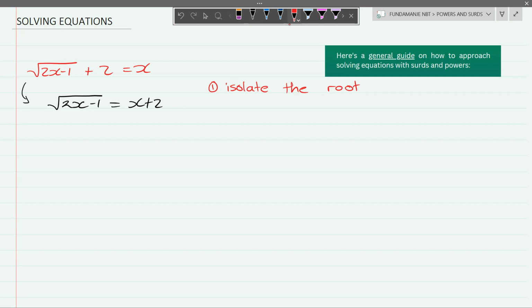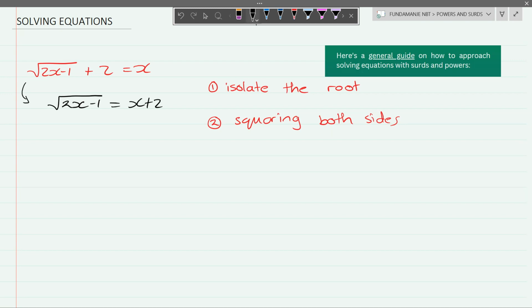Then in the next step, we want to raise to the power of 2 on both sides. This is because we're taking the square root. If we're taking the cube root, then you raise it to the power of 3. So you basically raise it to the power of the inverse of the root number. Most of the time you will be squaring both sides.